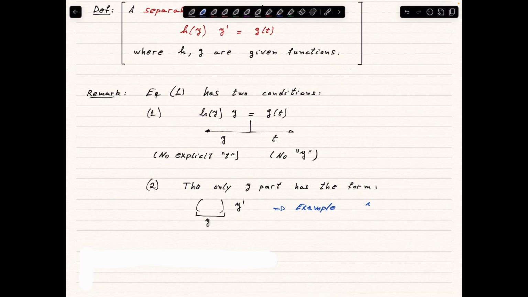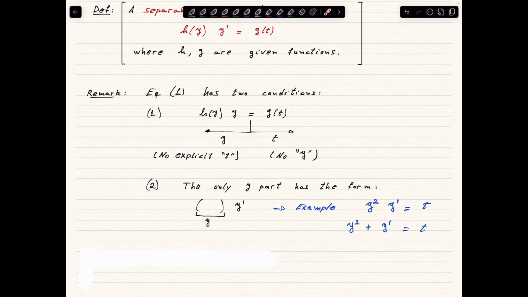A differential equation of the form y squared multiplied by y prime equals, let's say, t, is a separable differential equation, because we have all the y's here, all the t's over there, and the dependence on y on the left side is multiplied by y prime. Something that is not a separable differential equation is something of the form y squared plus y prime equals t.